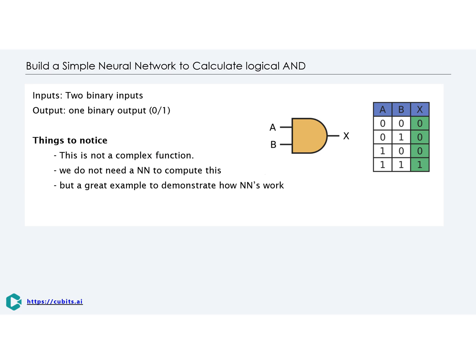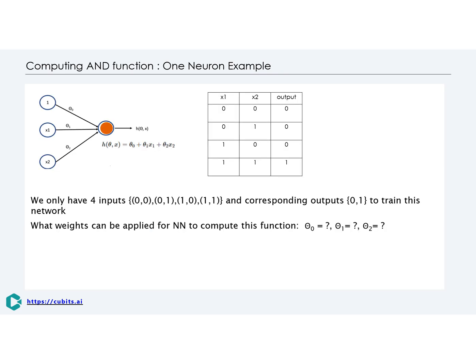A neural network designed to calculate the logical AND function. It takes two binary inputs and produces one binary output, either a 0 or 1. While we obviously don't need a neural network for such a straightforward task, it's perfect for understanding how these systems operate. So, let's build a simple neural network designed to compute the logical AND function.